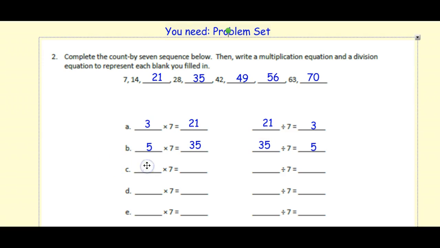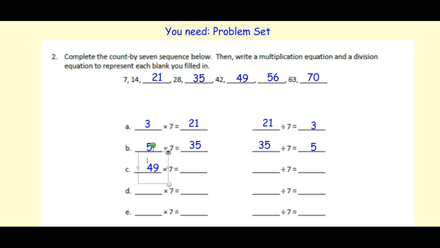The next number that I filled in the blank for was 49. And 49 goes right here. And I know that 7 times 7 is 49. So my division equation, 49 divided by 7, gives me 7.